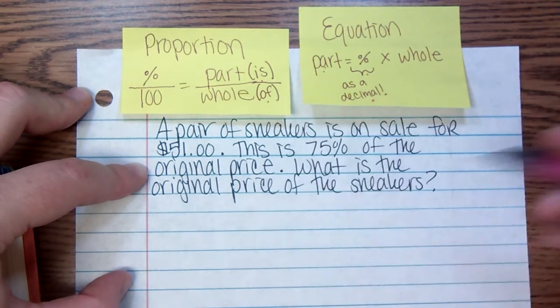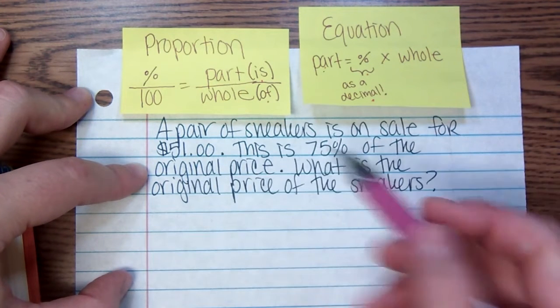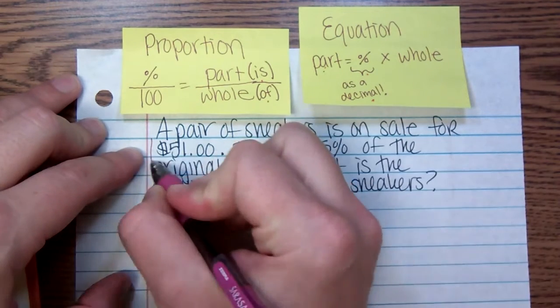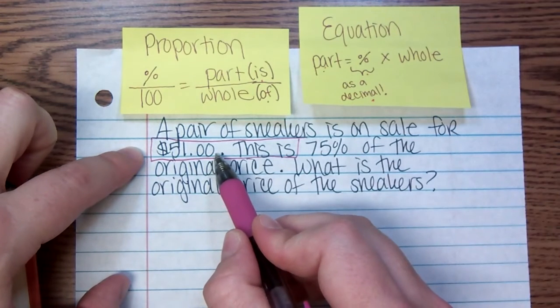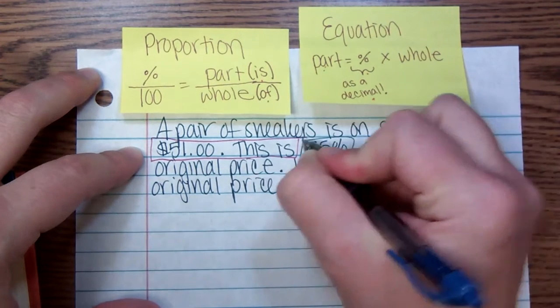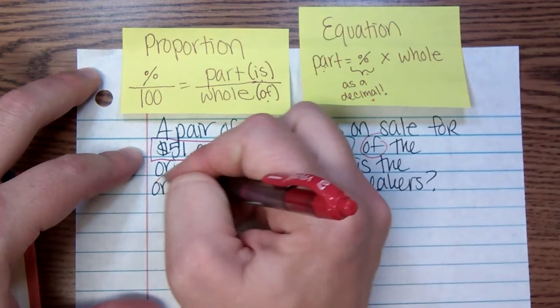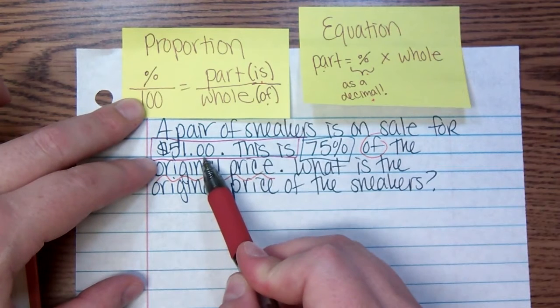So I'm going to mark up my problem just as I would if it was given without a big word problem. So a pair of sneakers is on sale for $51. This is, what is the sale price? So this is 75% of what? The original price. So my part is the $51 because it's on sale.